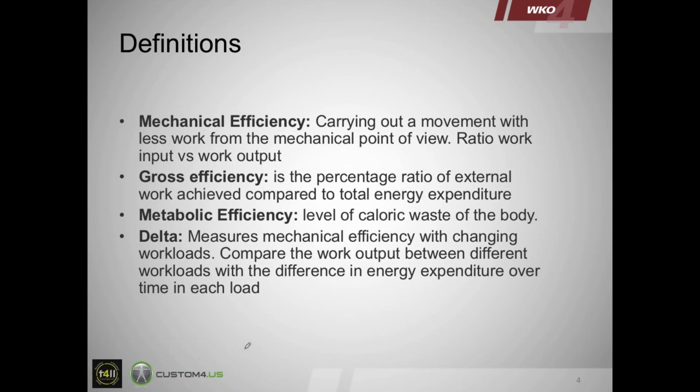The other one is metabolic efficiency, the level of caloric waste of the body. You know that the only way to measure that is with a mask in the laboratory. And the last one is the delta efficiency. It measures the difference of mechanical efficiency when changing workloads. We compare the work output between different workouts and different expenditure of energy in each load. So with these four definitions, we can go on with the webinar and better understand all the things that we are going to explain.